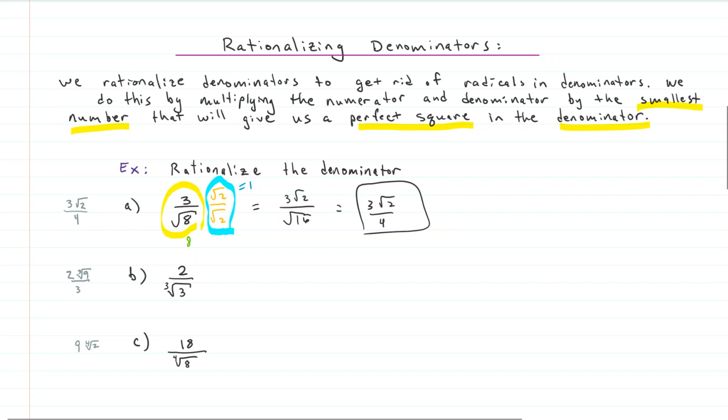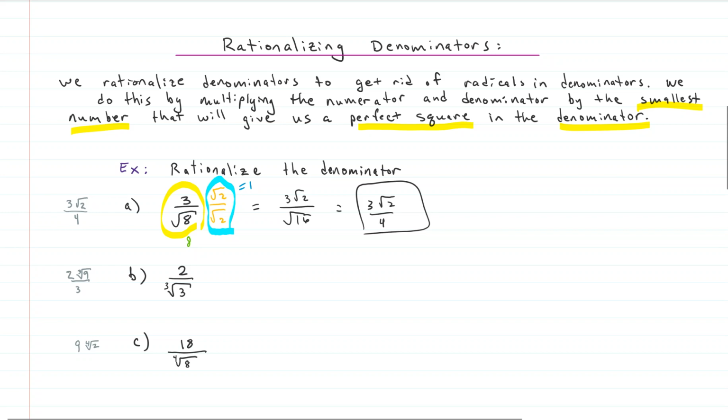Let's do B. So we have the cube root of 3. Cube root means we have to have something multiplied by itself 3 times. What's the smallest thing we can change 3 into? Let's say a perfect cube. Well, probably 27, right? 3 times 3 times 3.